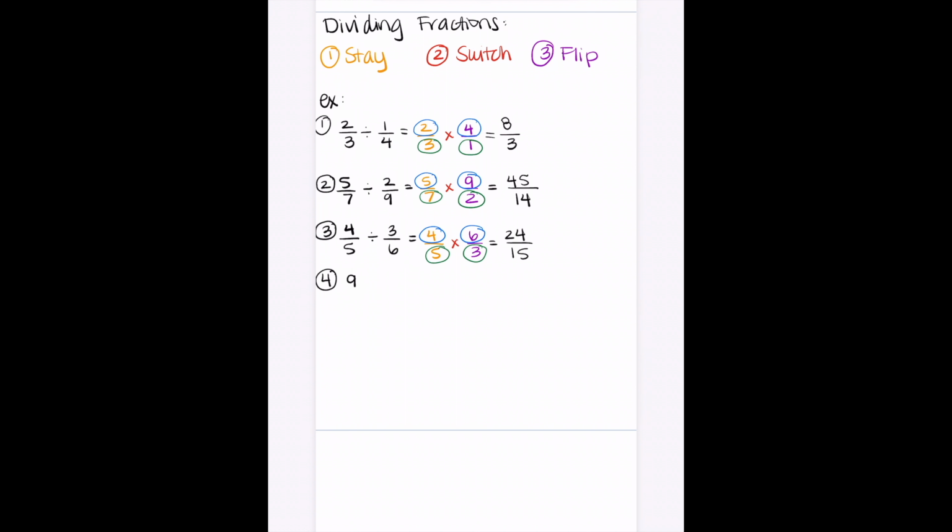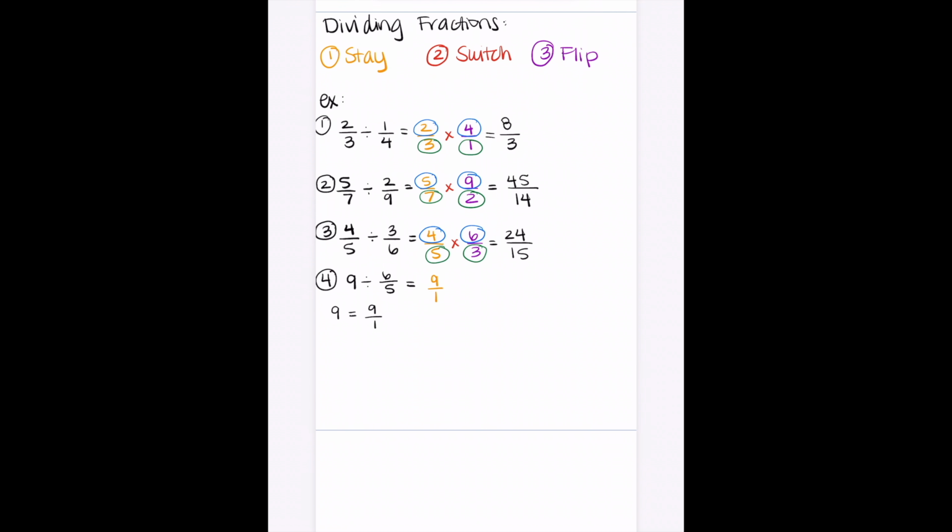So now that we've divided fractions by fractions, let's divide a whole number by a fraction. So for number 4, we have 9 divided by 6/5. And 9, any whole number is going to have a denominator of 1, so 9 will be the same as 9/1. We'll go through and I'll rewrite our problem.